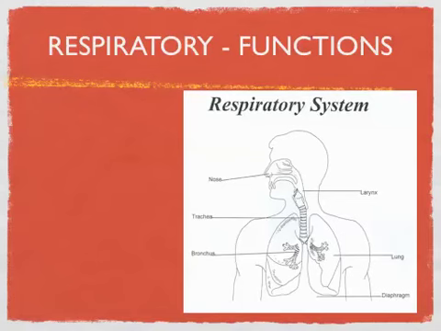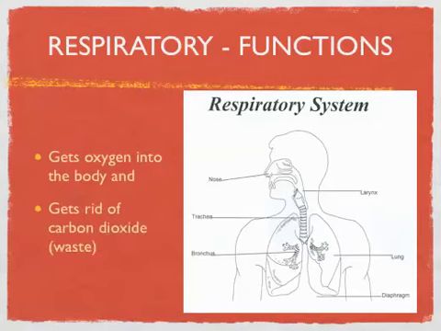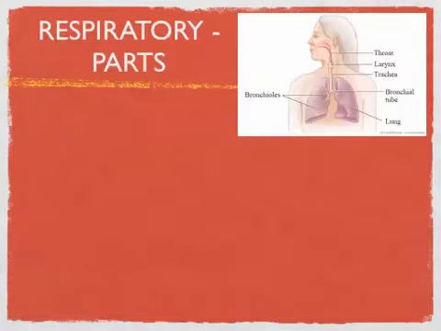Let's start by reviewing the functions of the respiratory system. The first function is that the respiratory system gets oxygen into the body. The second function is that the respiratory system gets rid of carbon dioxide, which is a waste to our body.